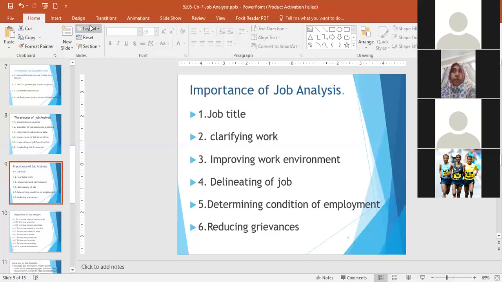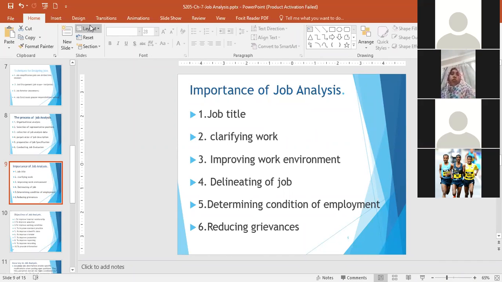And then determining conditions of employment. Conditions of employment, what time you have to work. One condition is what time you have to work, how many hours per day. Some institutions follow how many hours per week, and sometimes an institution follows how many hours per month. So it depends on the rules of that concerned institution, right? Yes, ma'am. So this is determining conditions of employment.